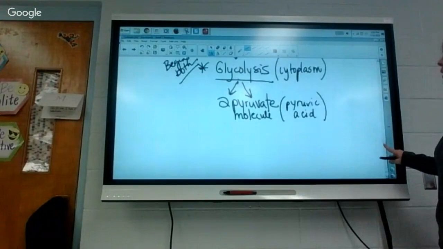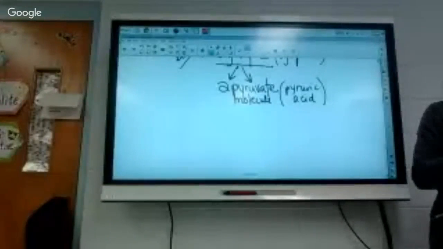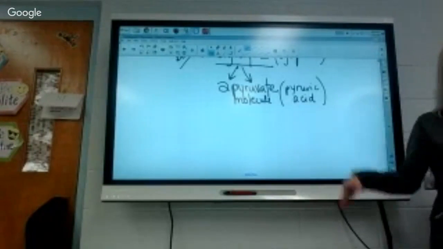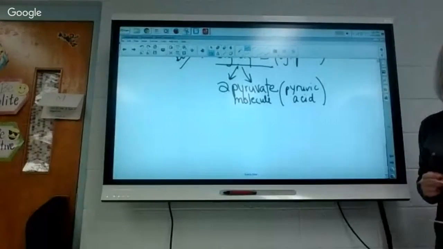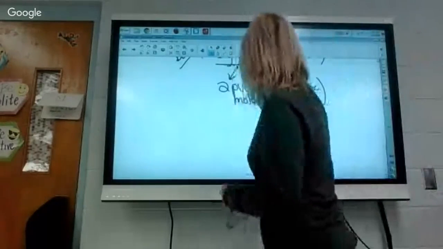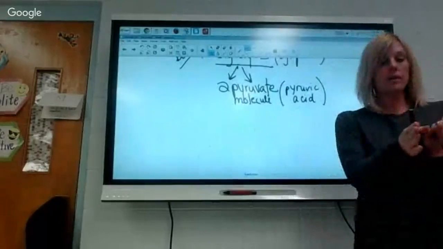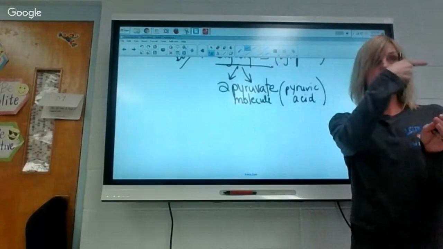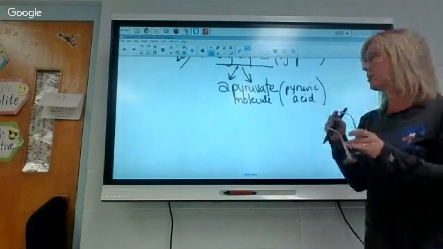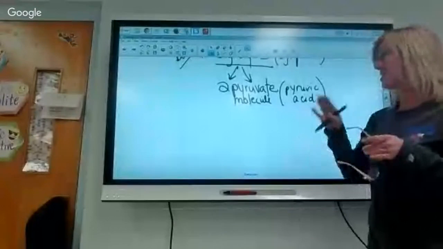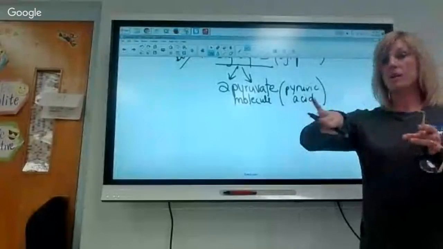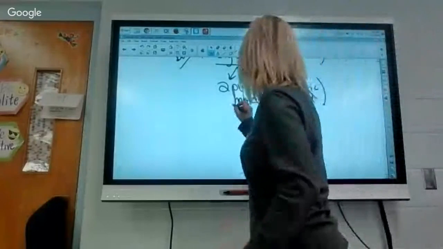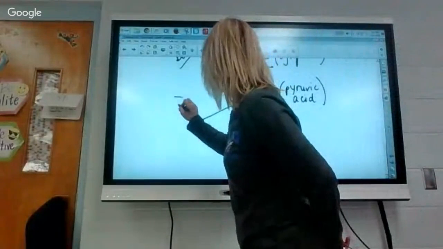What if we have oxygen that's also diffusing into the cell? Is it going to go anaerobic or aerobic? Aerobic. So we're kind of at an impasse here. If there's oxygen inside the cell, it's going to keep on trucking to aerobic, go to the mitochondria. But if there's not, then it's going to stay in the cytoplasm and not make a whole lot of ATP.